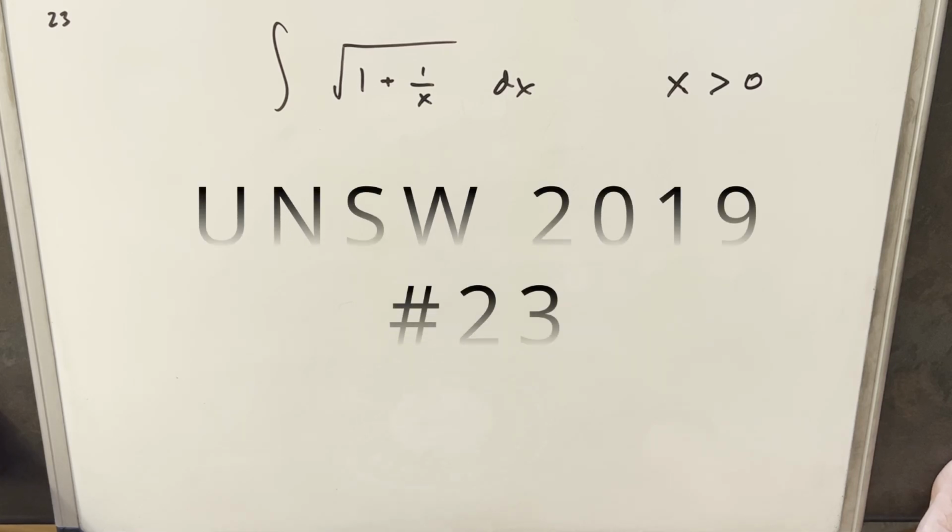Hey, we have another problem from the UNSW Integration Bee 2019, problem 23. We have the integral of the square root of 1 plus 1 over x dx. And they give us this important condition, x is greater than 0.